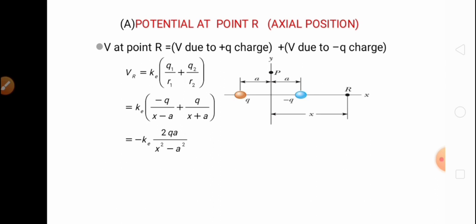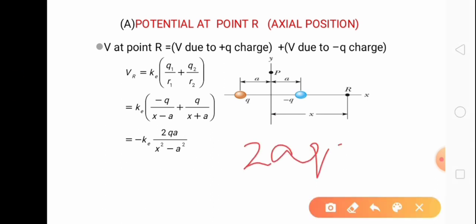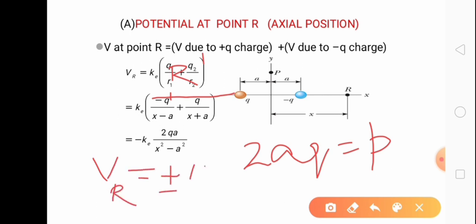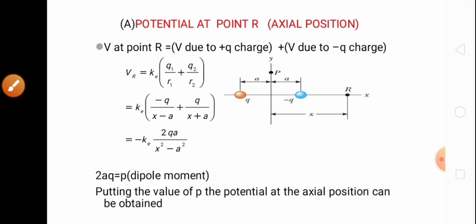Putting the value of 2aq is equal to p, the dipole moment. The value you can put here, it is minus kp by x square minus a square. If the point R is taken on this side, let it be R dash, then you will get potential at point R dash is equal to kp by x square minus a square. In that case, you will get plus. Thus, in general, V at point R is equal to plus minus kp by x square minus a square. So, this is the electric potential at any point on the axial position.